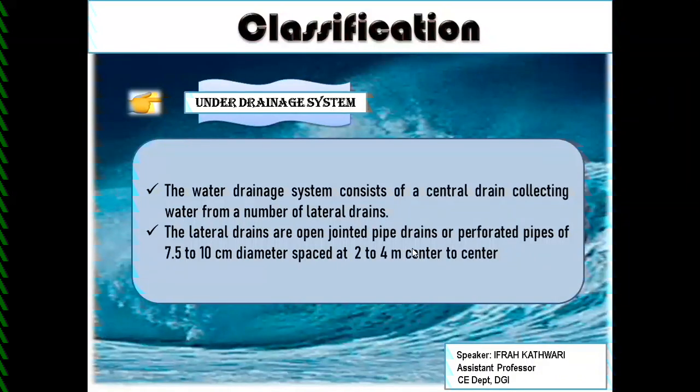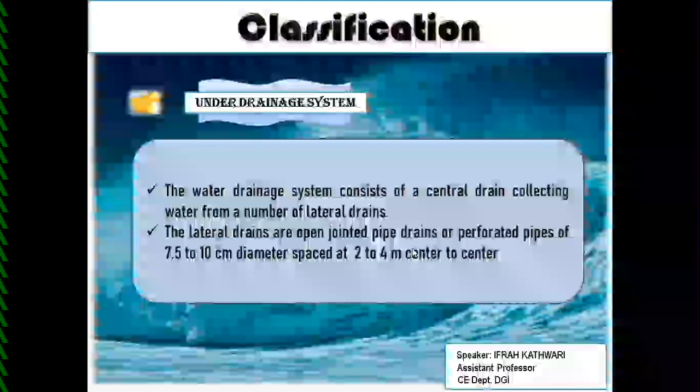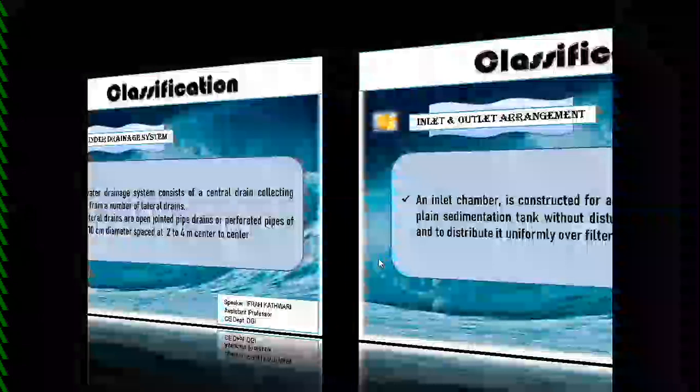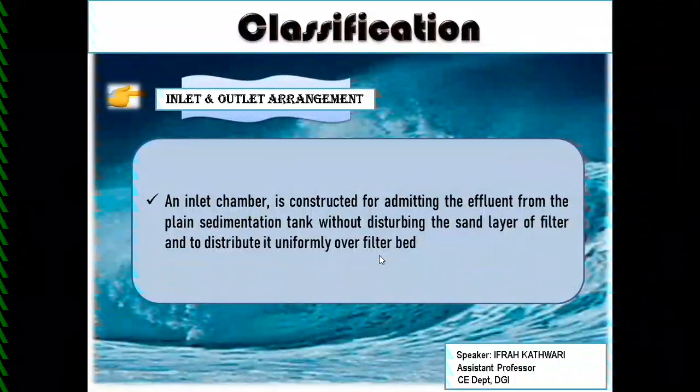What are these lateral drains? These are perforated drains, or we can say open jointed pipe drains, wherein perforated means we have openings in the pipe. These lateral drains are connected to central drains. They collect water from the filtration tank and transport it to the central drains. And the center to center distance between two lateral drains is 2 to 4 centimeters.